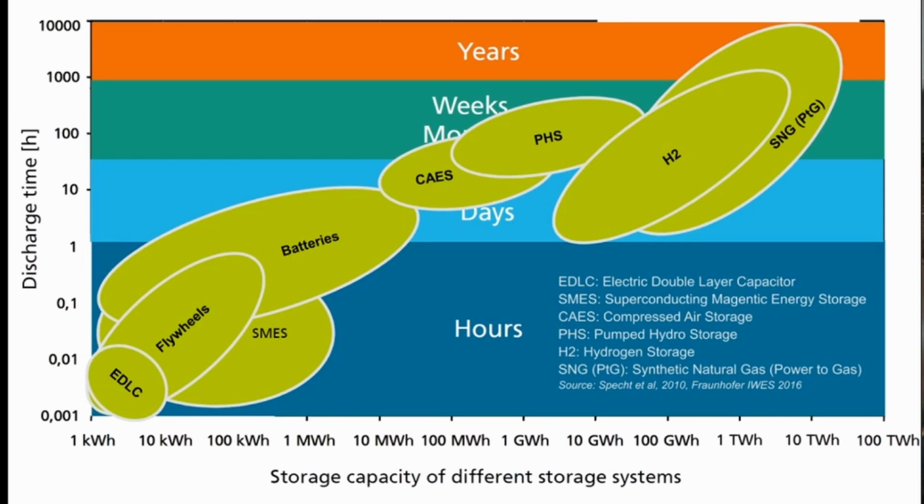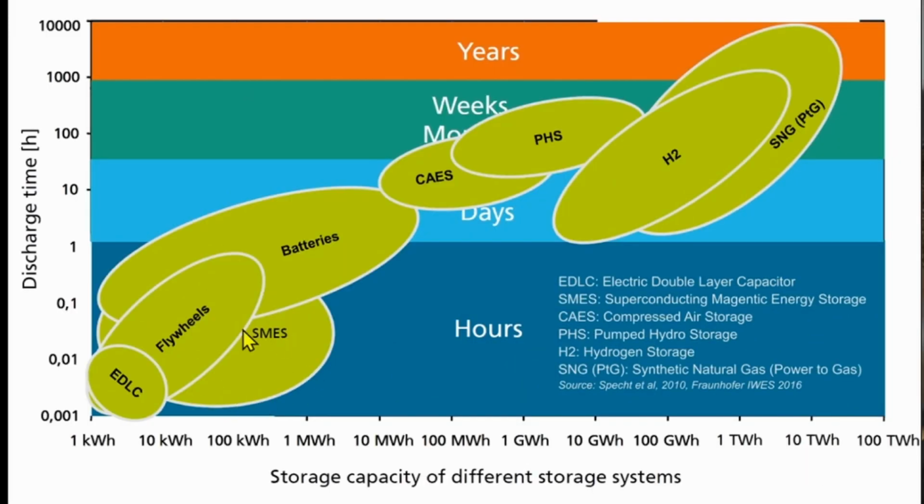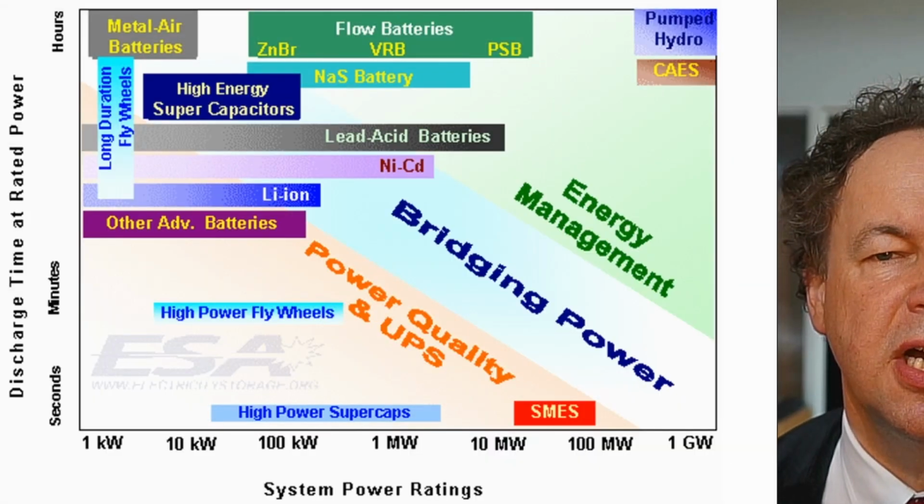Here again is another representation, very similar to the one before, but from another source. This seems to be newer, at least the year 2016 is mentioned here. And this PTG, power to gas, is called here synthetic natural gas. It's power to gas, pumped hydro storage, compressed air storage, batteries, and also flywheels and supercapacitors, which we discussed. This is just under development, superconducting magnetic energy storage, so I'm not aware of any prototypes or even things on the market. So these are the applications here.